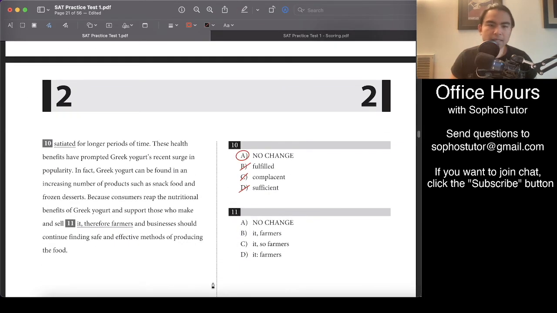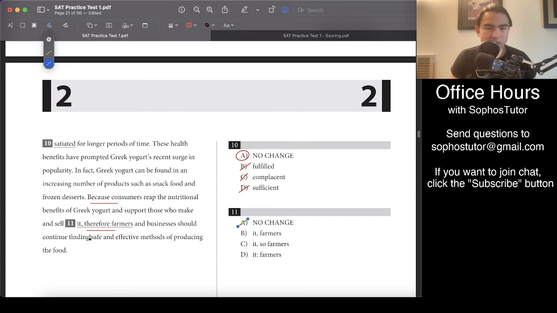All right. Now, if you can sneak over and see that 11 has very short answer choices, we don't need to read in the middle. We can just go straight to the sentence in 11, although we do want to start at the beginning of the sentence. Because consumers reap the nutritional benefits of Greek yogurt and support those who make and sell it, therefore farmers and businesses should... So because is already here, I'm expecting the start of a complete sentence. So I want a subject here directly. This does not feel good. I need a subject here.